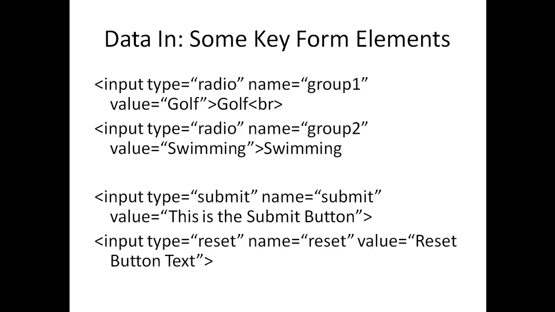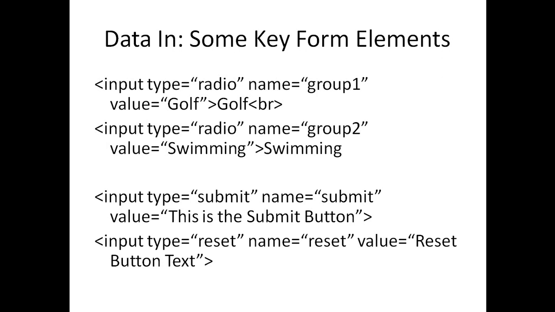Alright, so the next one is input type equal radio, name equal group 1, value equal golf, and we're providing golf. Now we also then have the next option. So we put a break tag because we want the next radio button to show up underneath the first radio button. And it'll be radio button, the word golf, and then underneath the radio button and the word swimming.